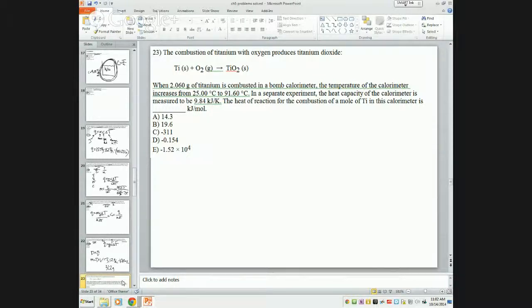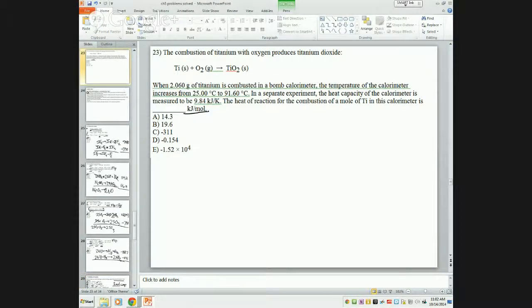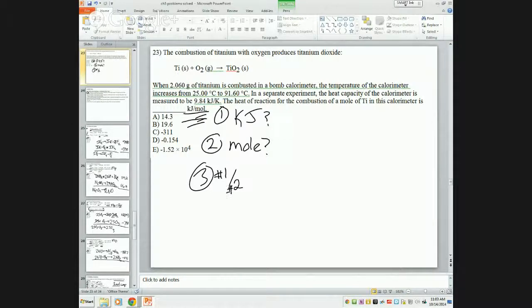So this is a multi-step problem, right? We want kilojoules per mole. So the first step would probably be to find kilojoules, right? Second step would be to figure out, well, how many moles is that? Third step, well, if we want kilojoules per mole, you've got to do step 1 divided by step 2, right? And then I always save this for the last step. Is it going to be positive or is it going to be negative? And I do that by looking at the temperature.